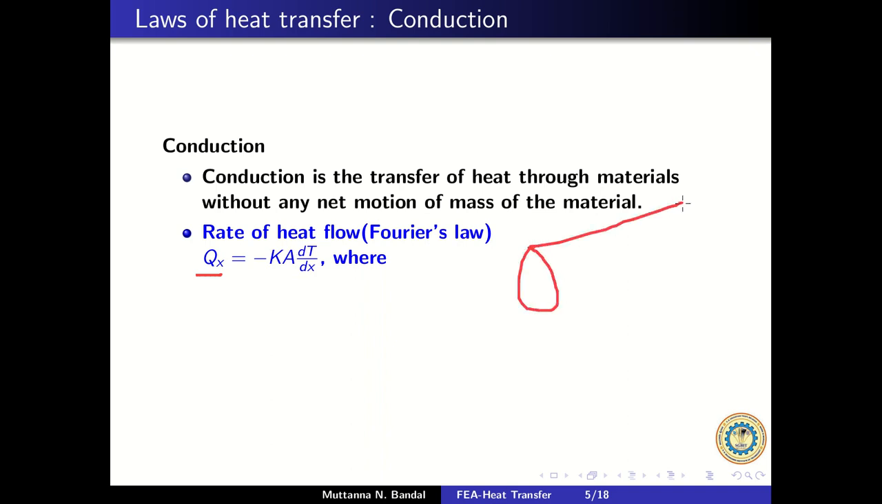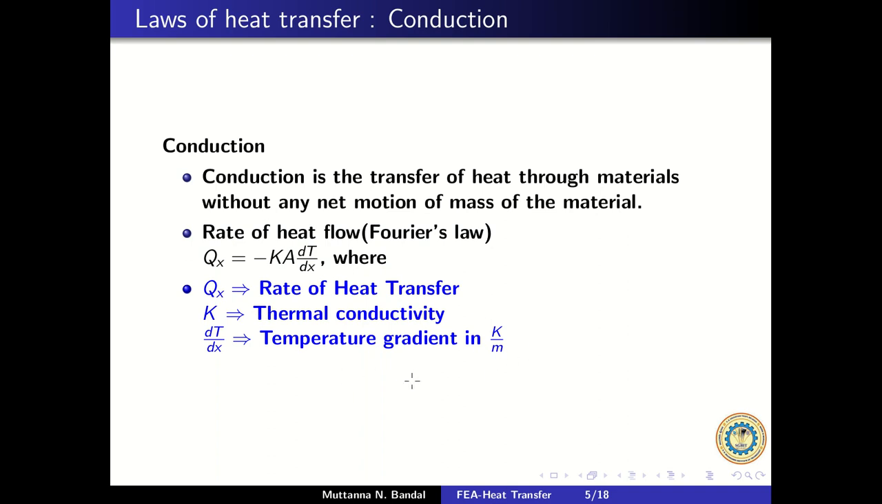If I take a circular rod, this is the cross section area, and dT by dx is nothing but, if I take this as T1 and this as T2, then dT is T2 minus T1, and dx is x1 minus x2. So that dT by dx can be referred to as the temperature gradient. They are given this way, and dT by dx is the temperature gradient expressed in kelvins per meter.